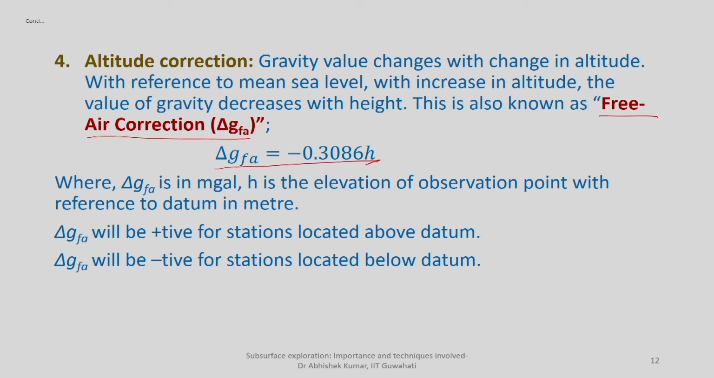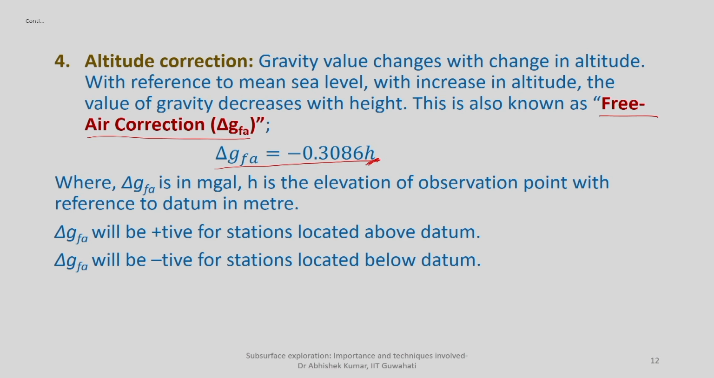If you know the value of h, that is the difference between your observation point and your datum or mean sea level, that is going to give you an idea about the value of the altitude correction. As you are going above the datum, this correction, which is already given with a minus sign, will remain positive. That means you will add up this correction. Second, if you are going below the datum, the free air correction will become negative because you are actually reducing the gravity. So you have to add minus and minus, and there will be a plus sign. Okay, so this is about altitude correction.